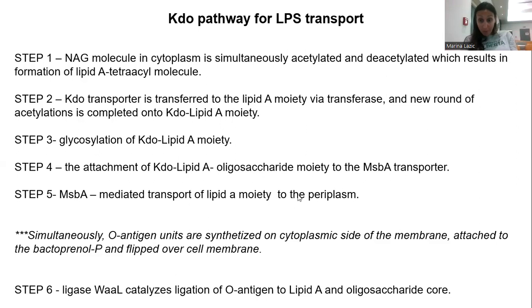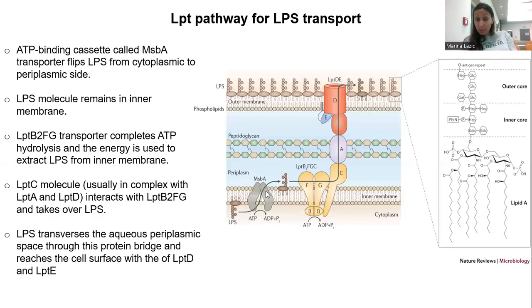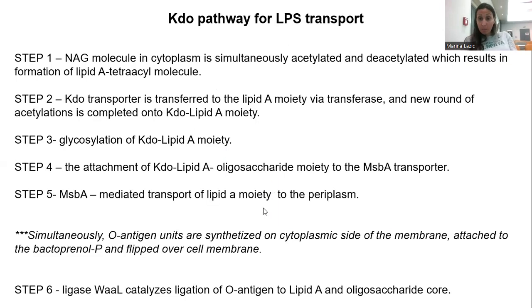The next step is the attachment of this KDO lipid A moiety to the MsbA transporter. Again, you have this MsbA, quite an important mediator in LPS synthesis. MsbA mediates this transport, which we saw in a similar manner here, through the inner membrane, periplasmic space, and outer membrane. Now, simultaneously, O antigen units are synthesized on the cytoplasmic side of the membrane. I forgot to mention, with KDO you will get assembled lipid A and the core polysaccharide, but O antigen units are assembled separately.